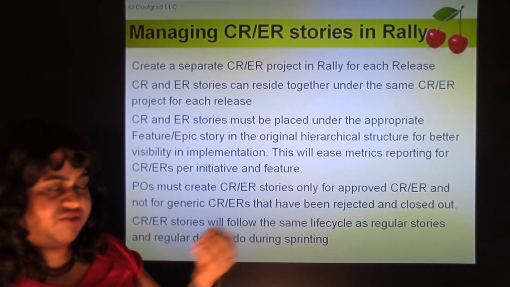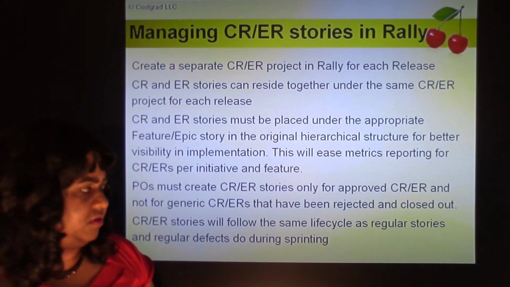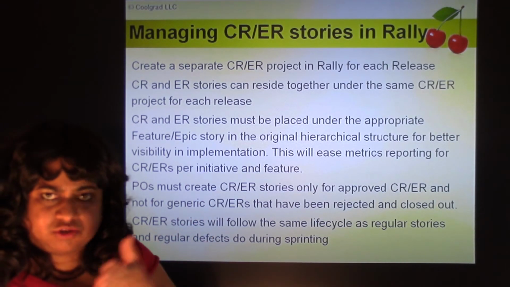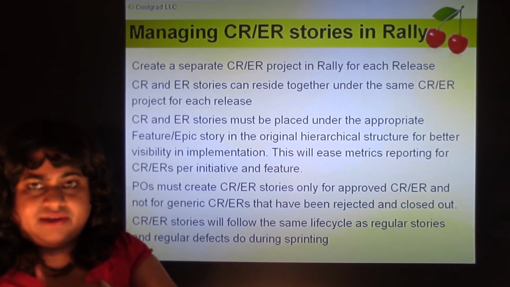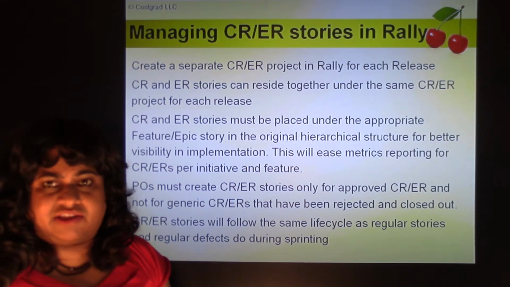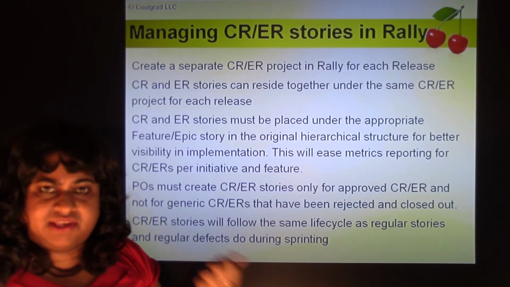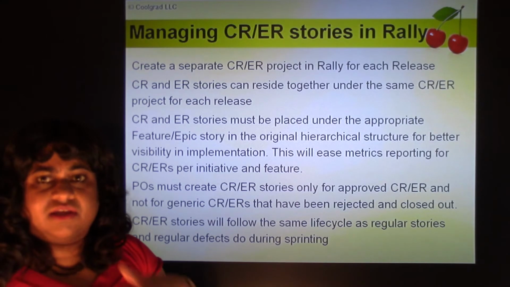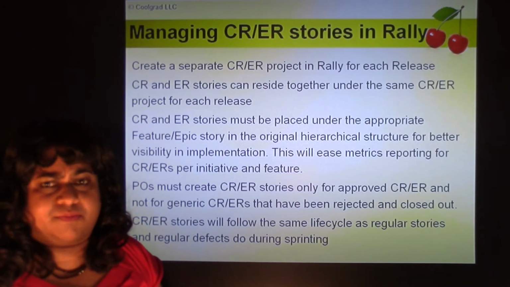If a generic change request has been rejected by the BST, then you don't need to create a CR user story at all. So the CR/ER user stories will follow the same user story life cycle and go through sprinting, development, testing, UAT, and closure, release. If you look at my Agile best practices training, I have talked in detail about the user story life cycle. So these BO approved CRs and ERs go through the same user story life cycle as in any other Agile project.